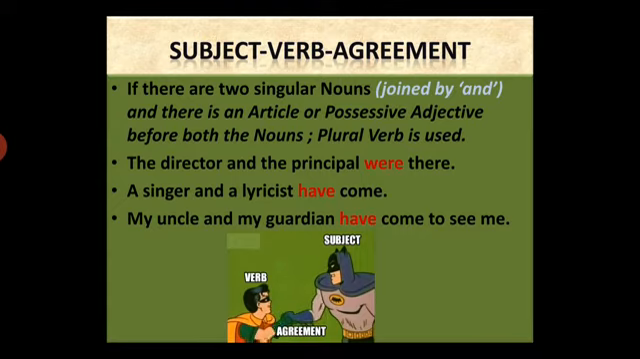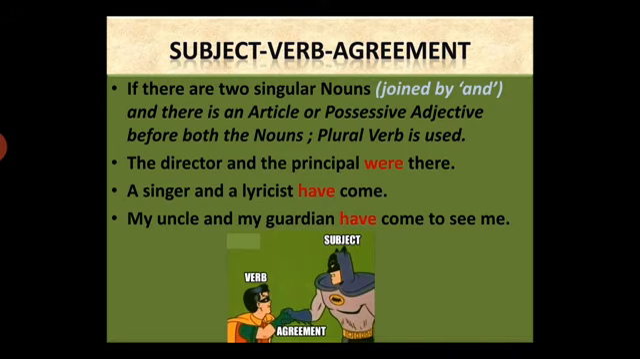In the third sentence, my uncle and my guardian have come to see me. There are two persons. One is my uncle and one is my guardian. The use of the possessive adjective my before both the nouns denotes that both are two different persons. And therefore, we have used plural verb.